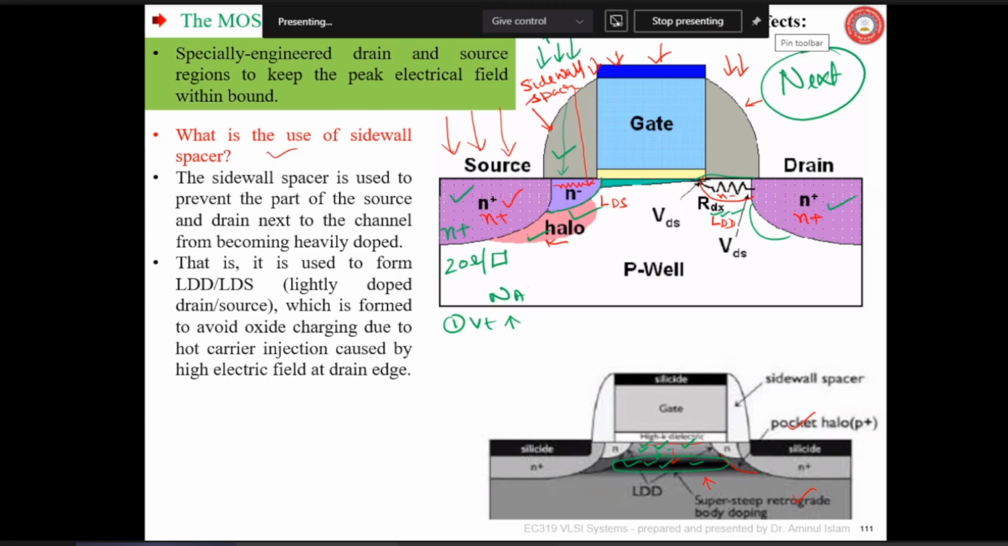We have discussed this slide and was telling that this sidewall spacer is used to make the LDD or LDS, so that the region under the side spacer is having less doping concentration and hence higher resistance.